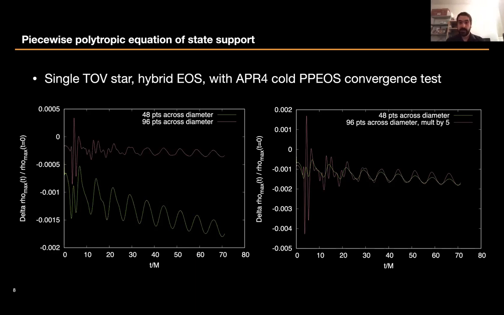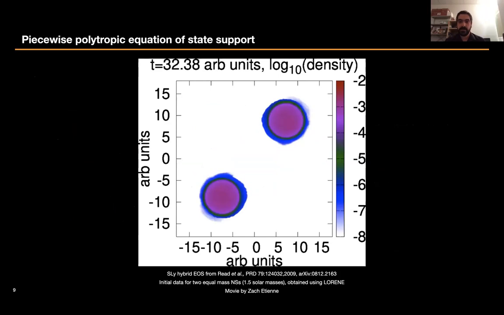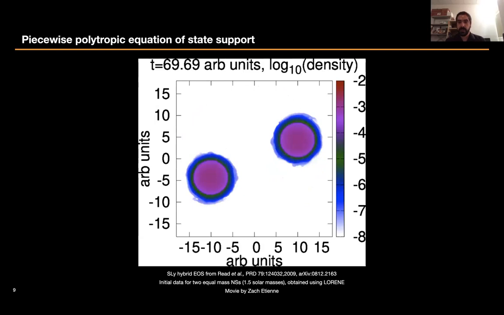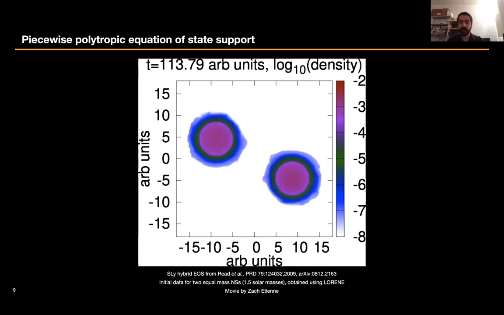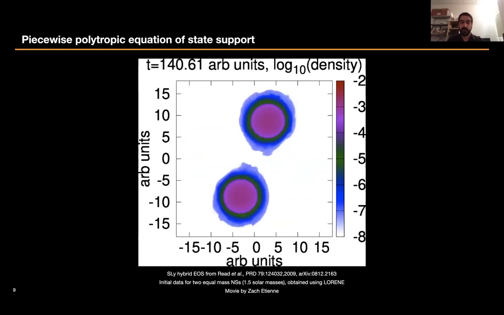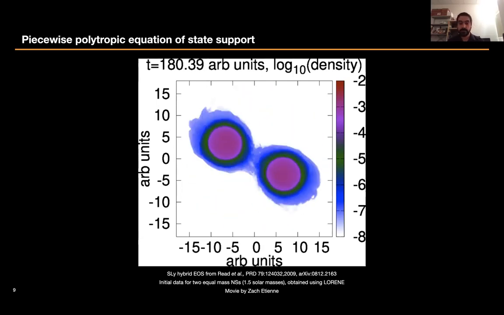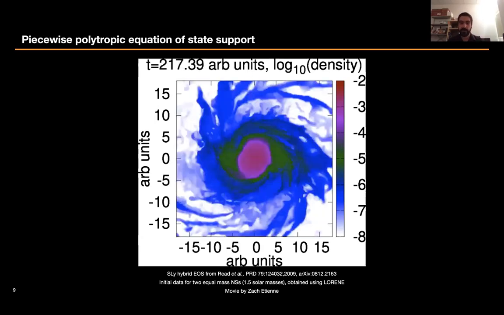After we validated it for a single TOV star, we ran a different test for a binary neutron star. This is very similar to the run that you've seen in the previous presentation. I think the main difference is that the stars are more separated, at 50 kilometers instead of 32 kilometers apart. These are two equal mass neutron stars with 1.5 solar masses each, and we have not included the B fields in this run. You see that after merger, we have the hypermassive neutron star oscillating up to the point where it collapses into a black hole.